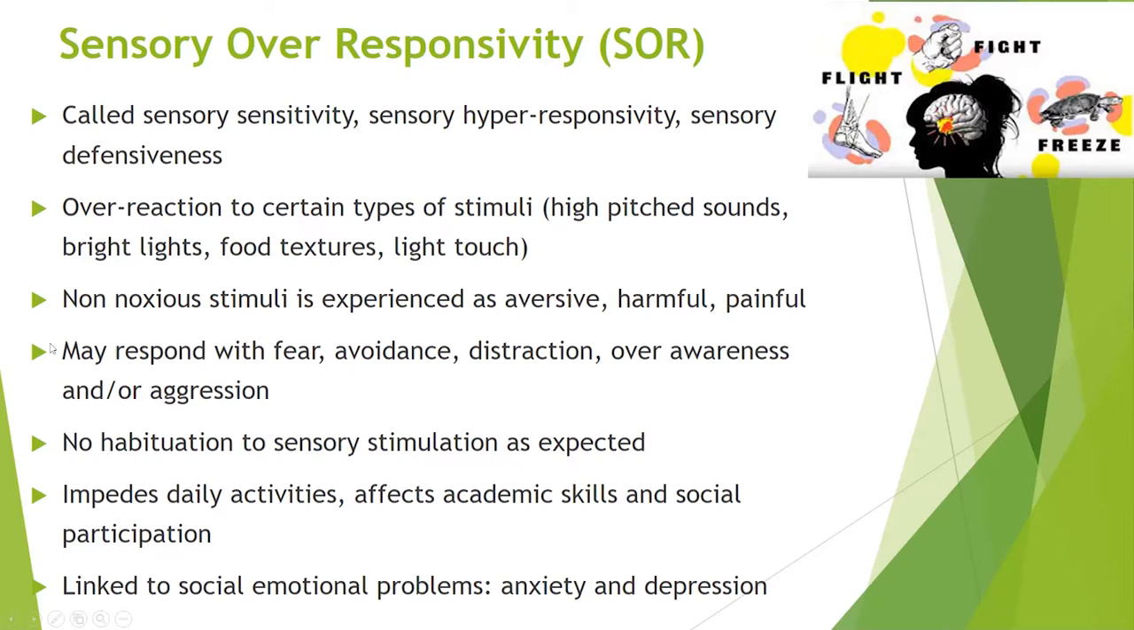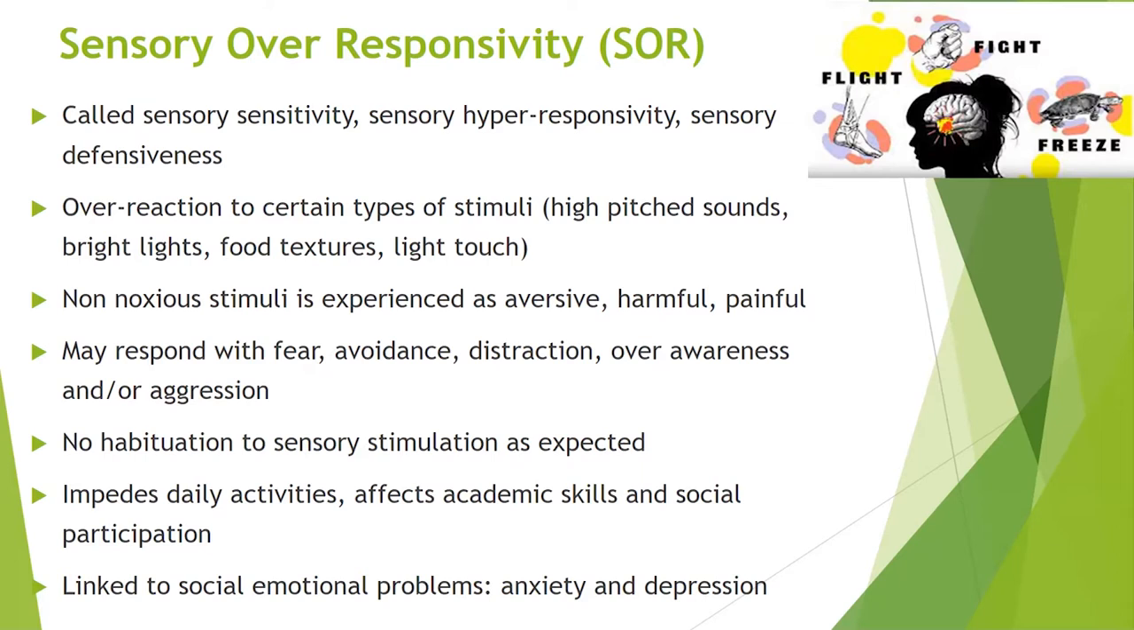The individual may respond with fear, avoidance, distraction, or aggression, or even over-awareness, where the child becomes so aware of his environment. With most individuals, with repeated sensory stimulation of the same thing, they will habituate. In other words, they'll get used to the stimulation. So if a child is listening to the child next to him writing on a piece of paper with a pen, and the scratching is sort of noisy, most children will get used to it, and that's called habituation. But children who have sensory over-responsivity don't habituate as readily as typical children, so it continues to bother them.